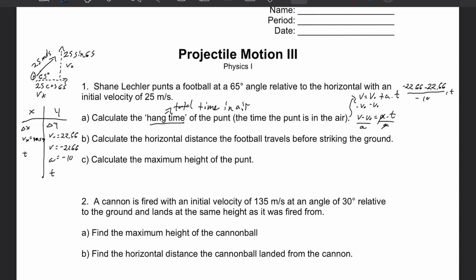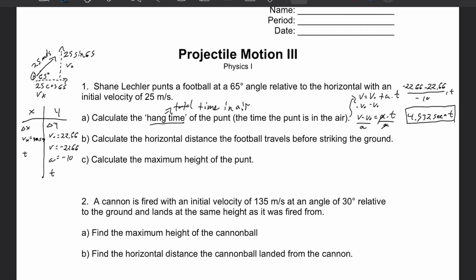So what would that be, like 45.32, something like that, divided by 10. So 4.532 seconds would be our time. Yeah, it looks like that's the way it's going to calculate out.